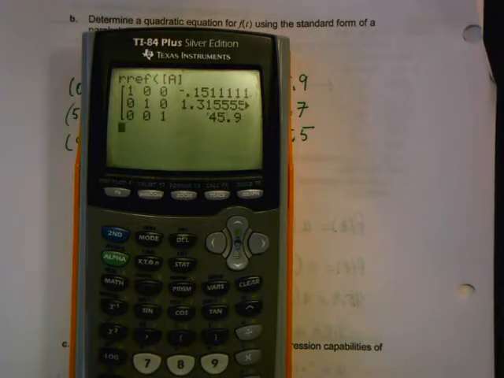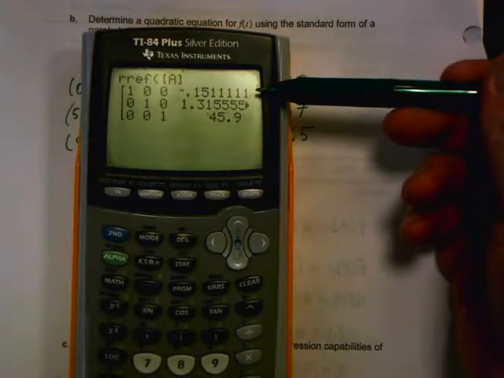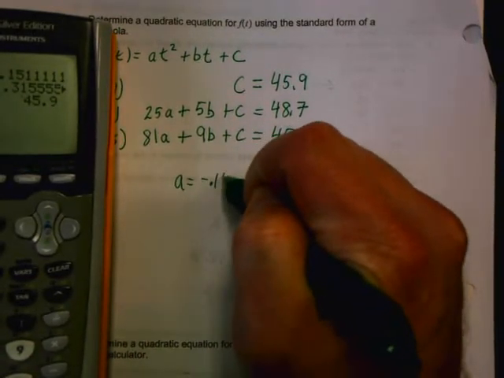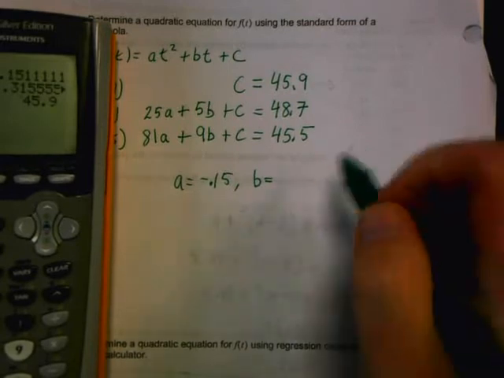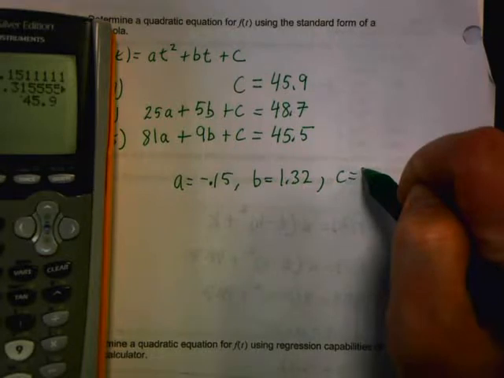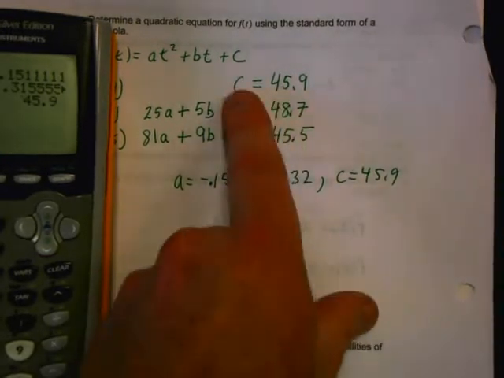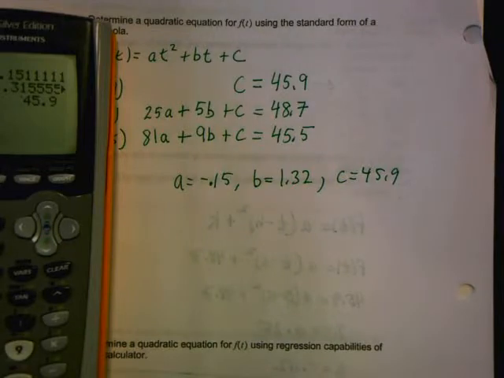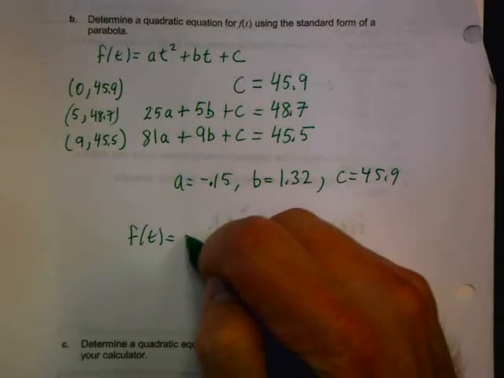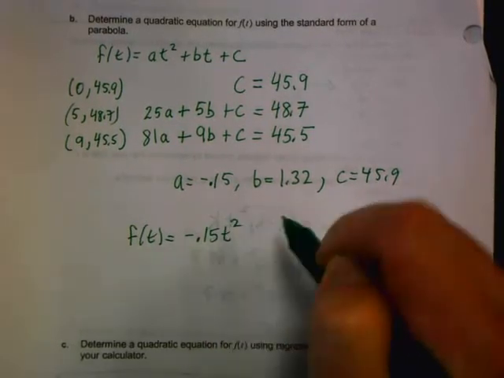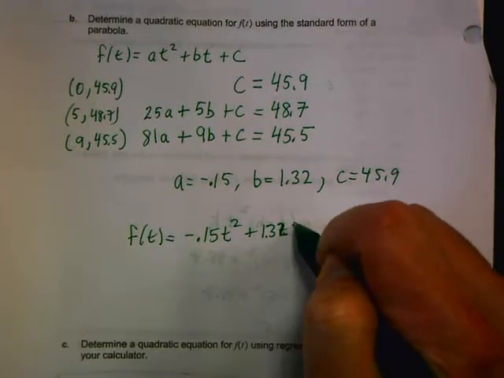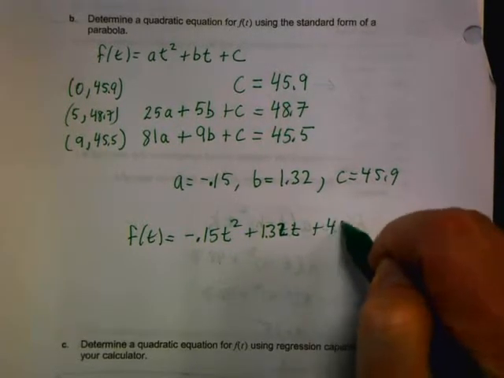So what does this first row tell me? The first row tells me A is negative 0.15. Second row tells me B is 1.32. And then C is 45.9. But we already knew that, didn't we? We knew C was 45.9 right from the beginning. All right, so the equation we get this time is f of t is minus 0.15 t squared plus 1.32 t plus 45.9.